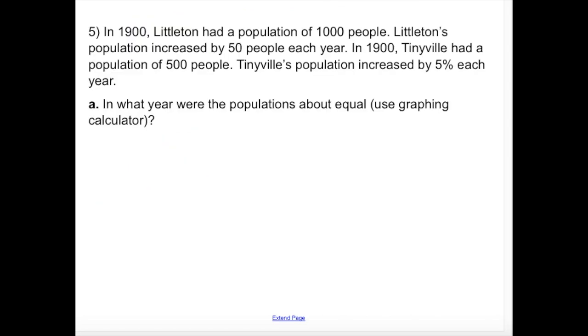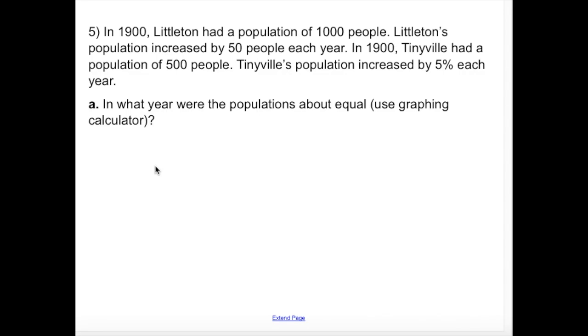For our next question, it has three parts, and I think it's best to follow along with your graphing calculators. So take them out and pause the video. In this question, in 1900, Littleton had a population of 1,000 people. Littleton's population increased by 50 people each year. That's the slope right there.